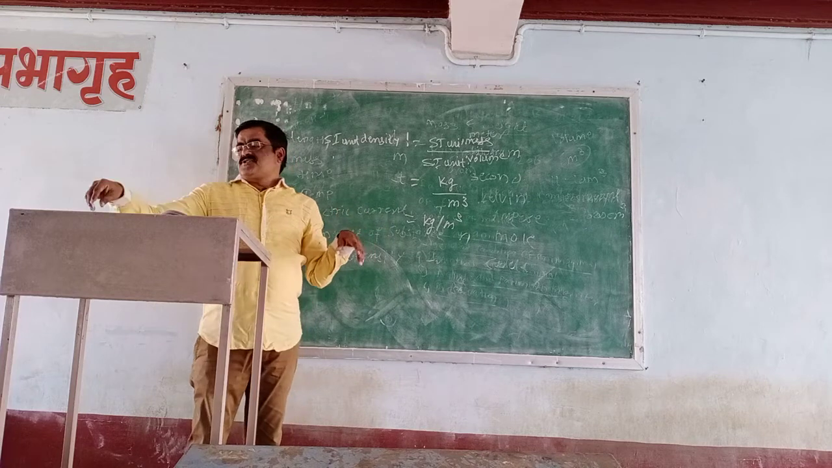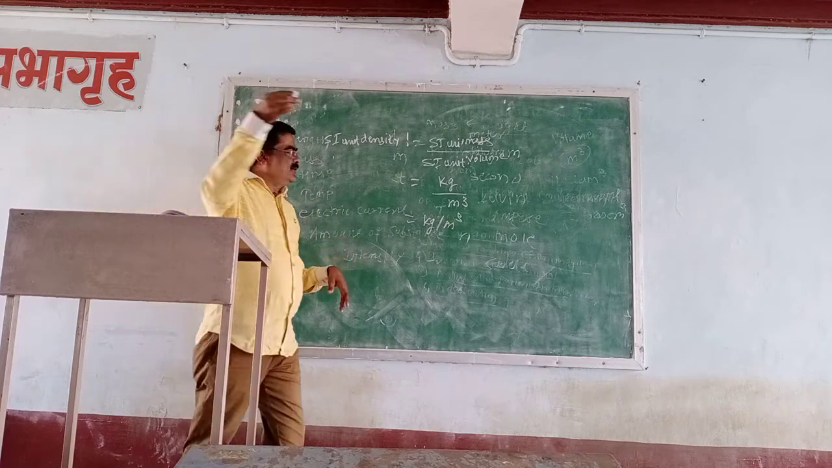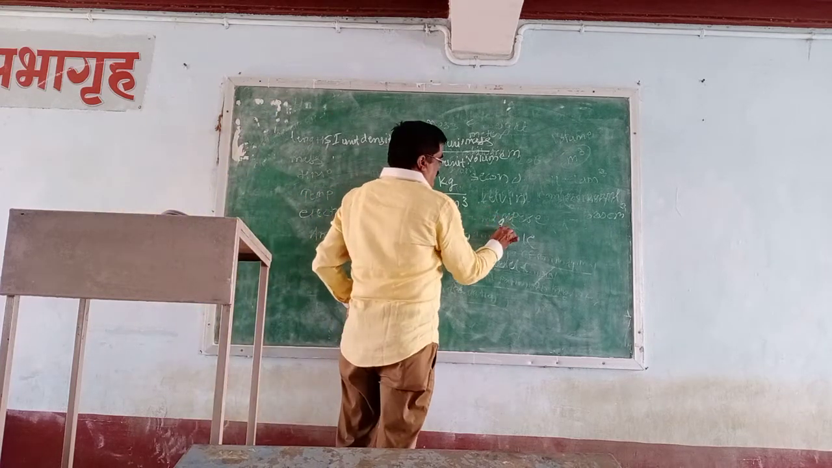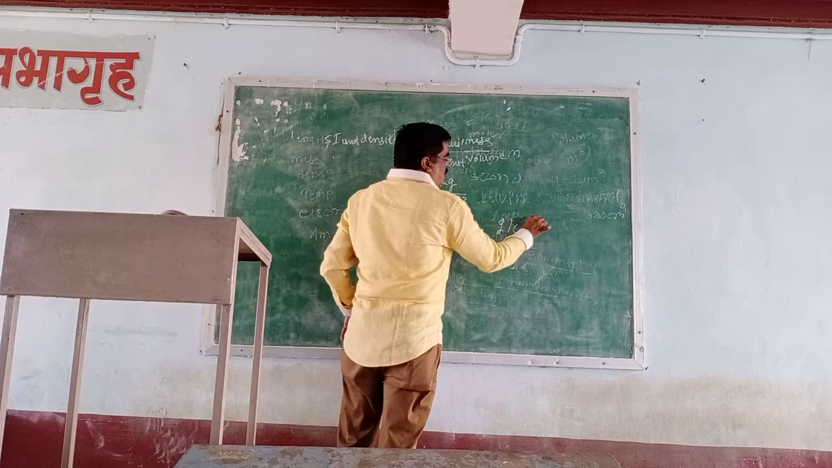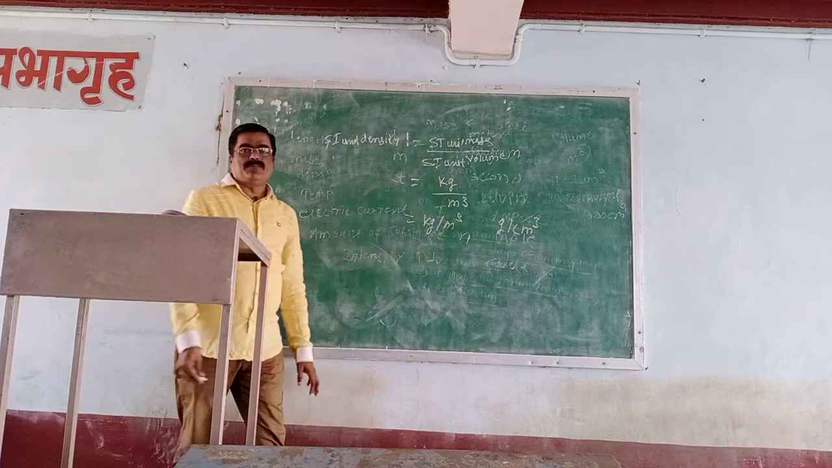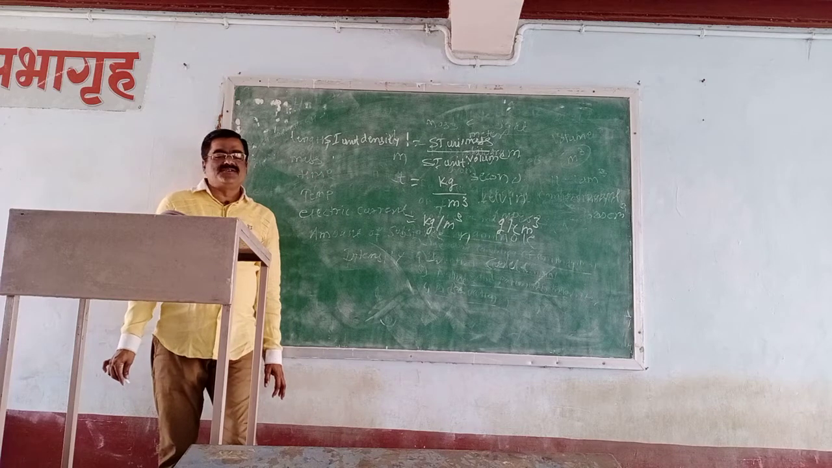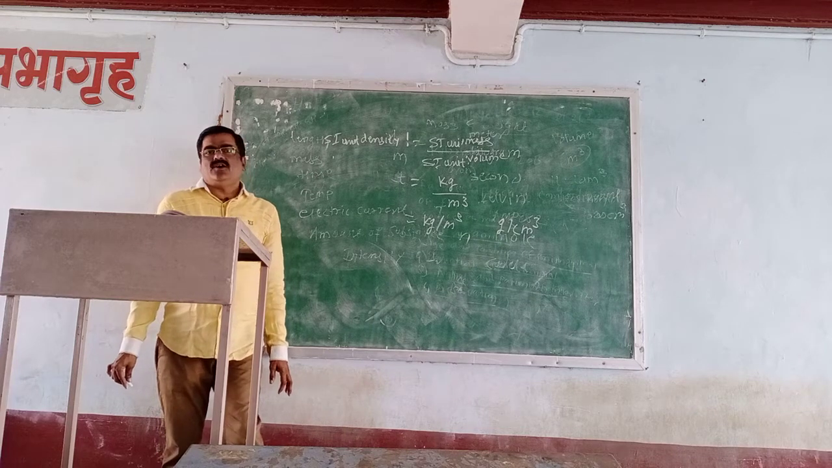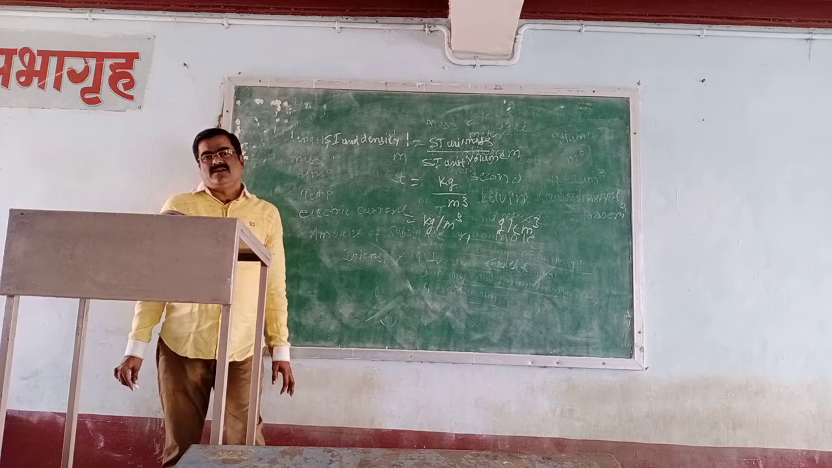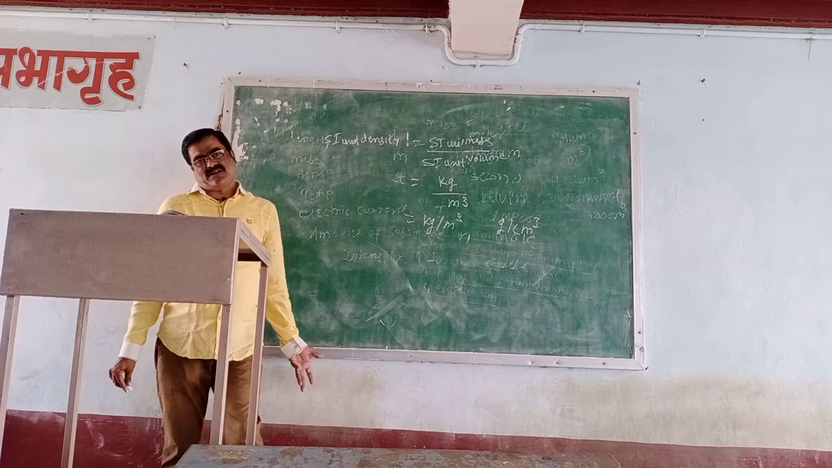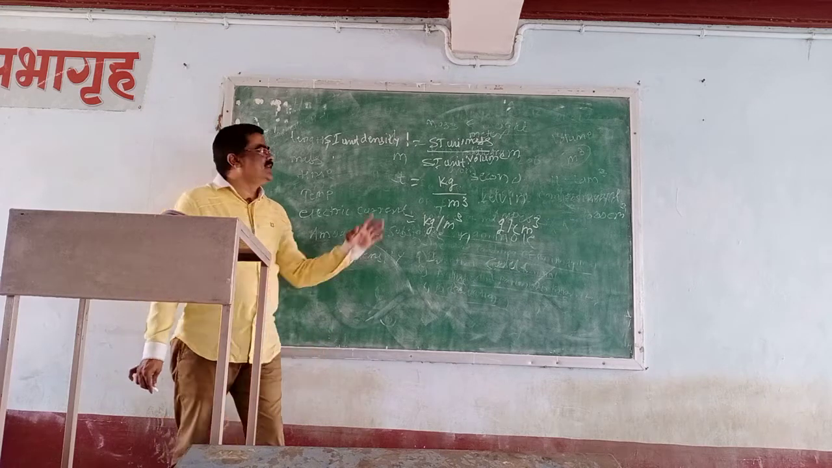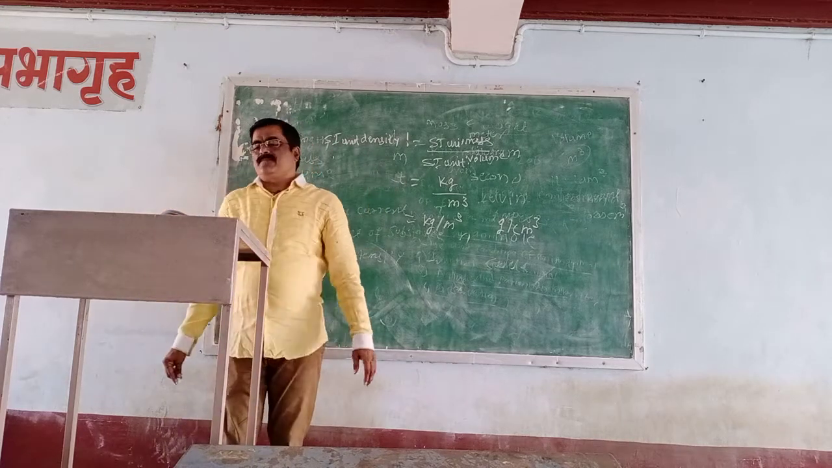Then in the CGS system, that will be gram per centimeter cube, or gram per ml. That will be the unit of density.